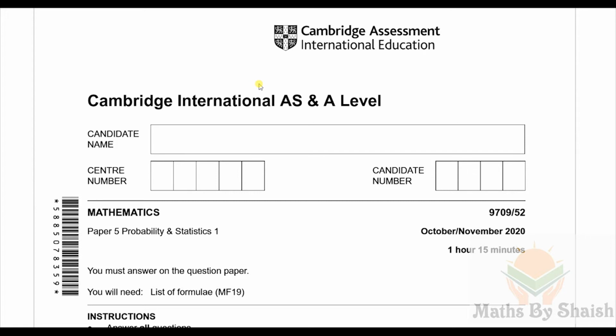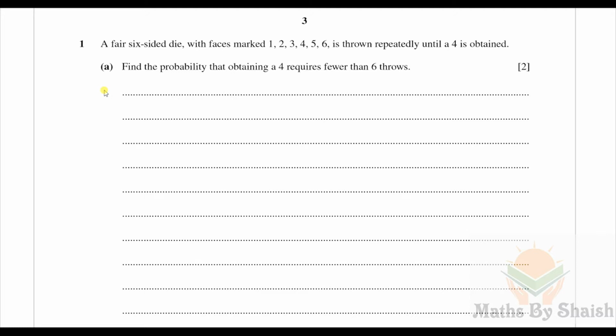Here we are going to discuss another past year paper from October-November 2020, and this is Probability and Statistics 1, that is S1, and the code is 9709 and component is 52. So let's start with question number 1. And here is question number 1.